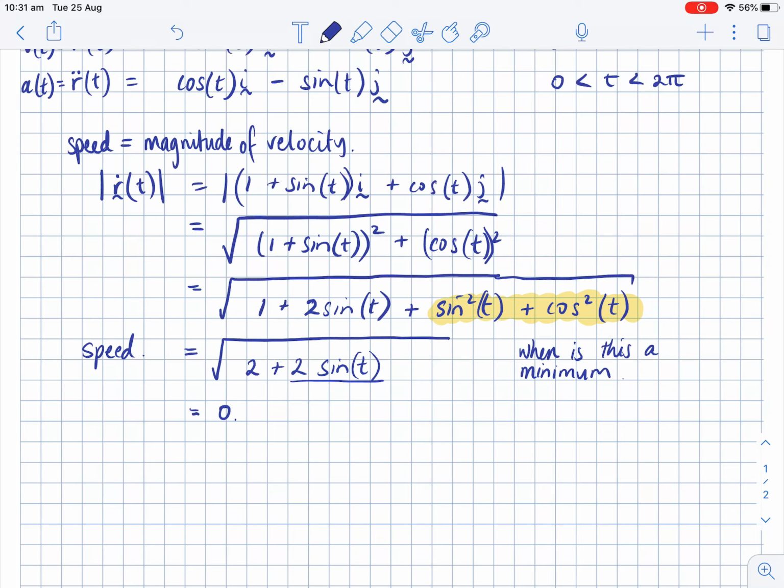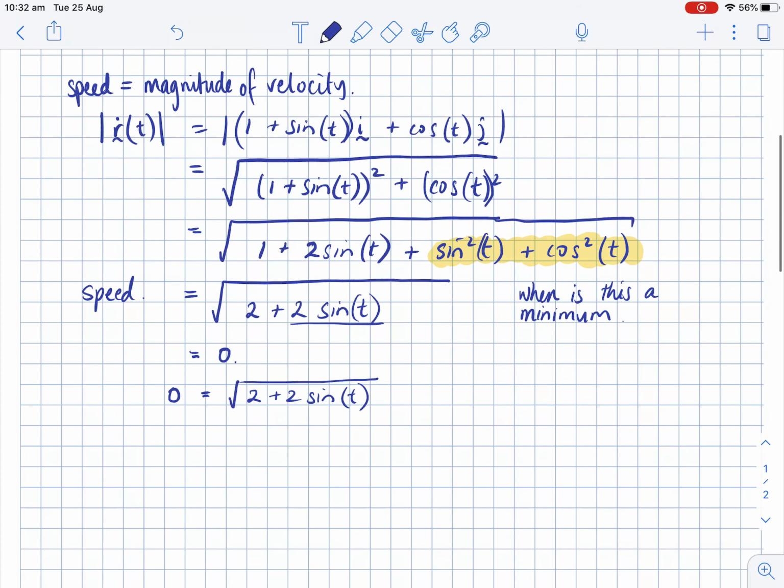The smallest speed I can have is 0. So what I can do now is I can find out, well, when does this expression equal 0? Okay, now hopefully we're not leaving out any key terms here, but we'll see how we go. So I want to find out when is that expression equal to 0. So I can square both sides.